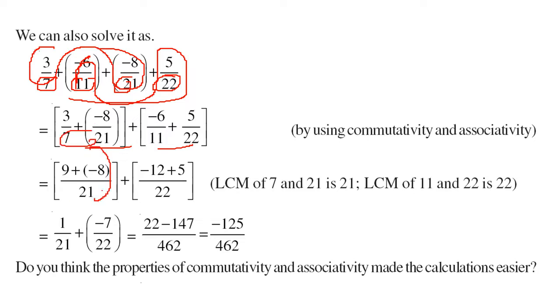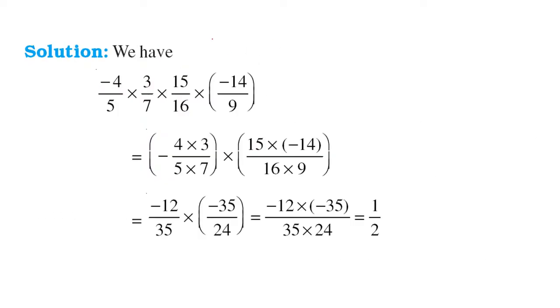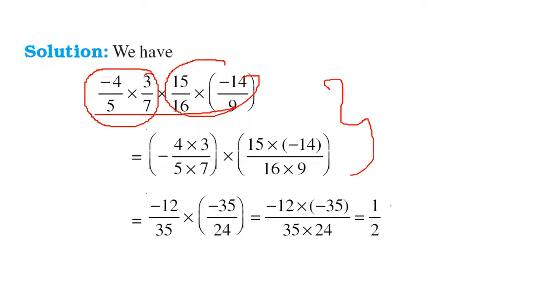For 7 and 21, we know 21 will be the LCM, and here 22 will be the LCM. So easily we can add them, and finally you get the same result. So in this way we can give one more example. If you want to combine these two, we can multiply these two, and the result is going to be half.